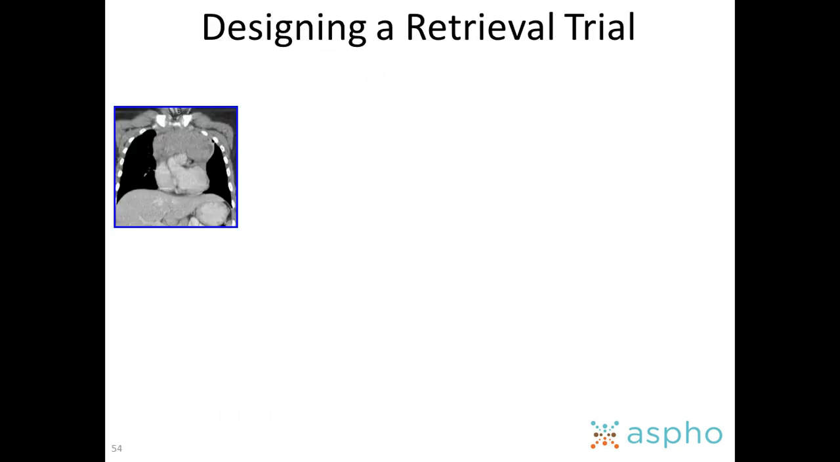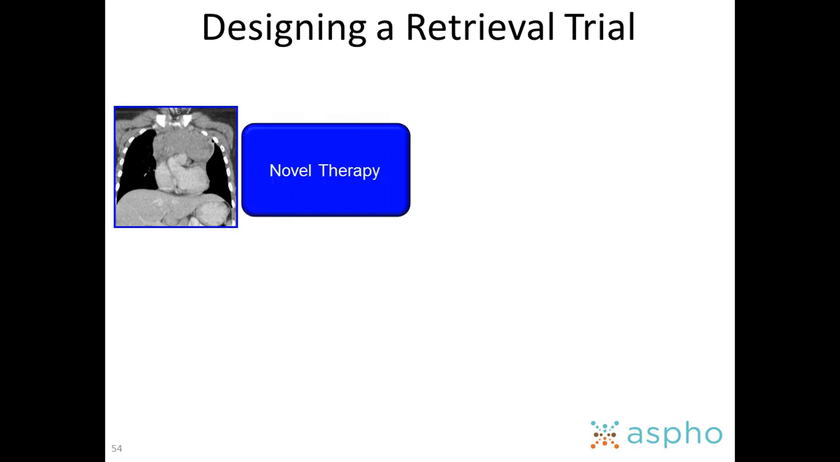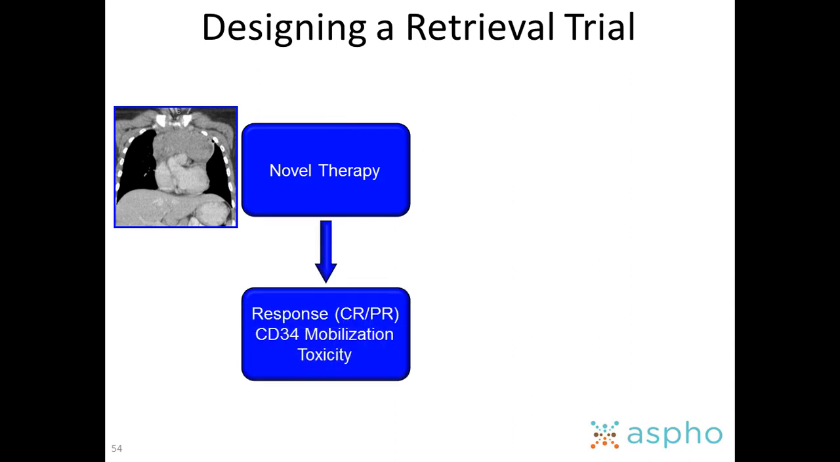I don't know why, but in the content specs, they said, design a retrieval trial for Hodgkin lymphoma. I'm not sure how you make that into a multiple choice question, but the paradigm up until 2017 has been you add a novel therapy, and then you assess response, your CR/PR rate, your CD34 mobilization, and your toxicity after a cycle.